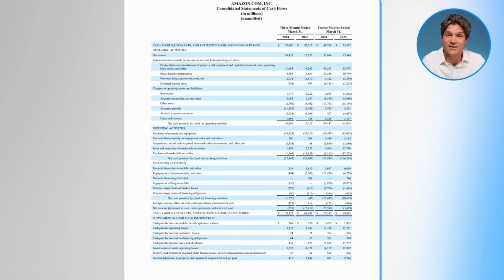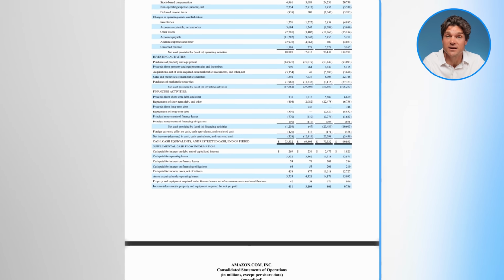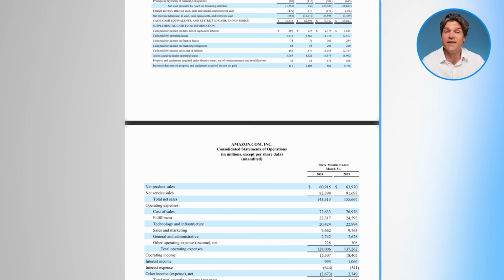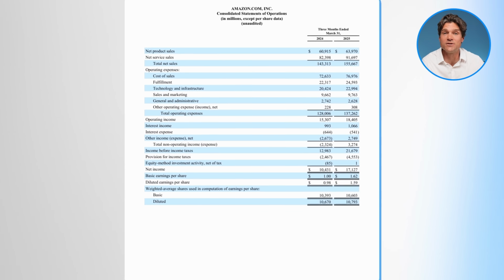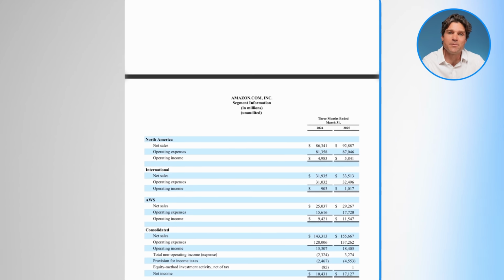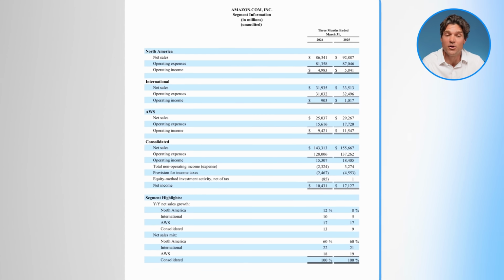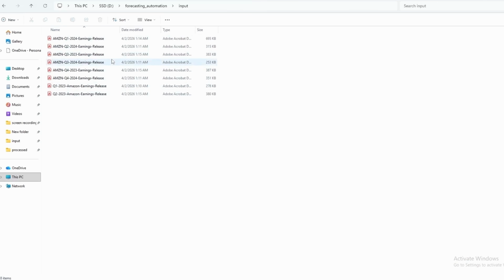They have inconsistent table layouts. They have mixed labels across quarters. They have narrative sections sitting between the numbers and different terminology for the same line items depending on when the report was published. Now, Amazon is the example data set, but the workflow applies to any company. Now, let's get into the building.